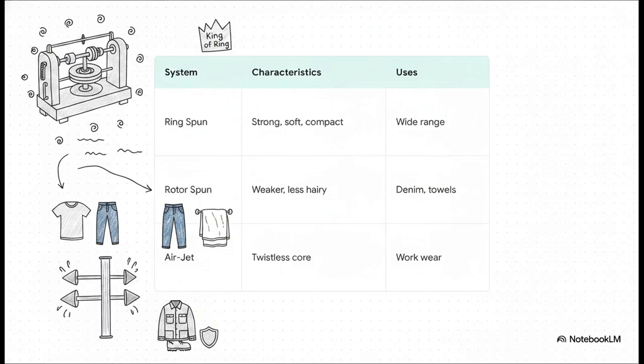But the industry needs speed and variety too. So we have rotor spun, which uses a spinning rotor to sacrifice just a bit of strength for a less hairy yarn, perfect for heavy denim or terry towels. And then there's air jet spun, which trades physical twists for sheer air pressure, creating a twistless core that is ridiculously abrasion-resistant, perfect for rugged workwear and sheets.